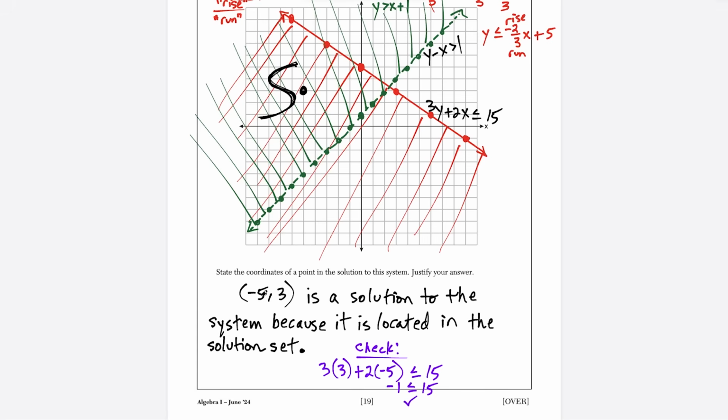If I plug (-5, 3) into the second inequality, I would have the y, which is 3, minus the x, which is negative 5. Is this greater than 1? Well, 3 minus negative 5 is 8, and 8 is greater than 1. That is true. So we could also just plug into both and say the point satisfies both linear inequalities. But we could also just say that it lies in the solution set.